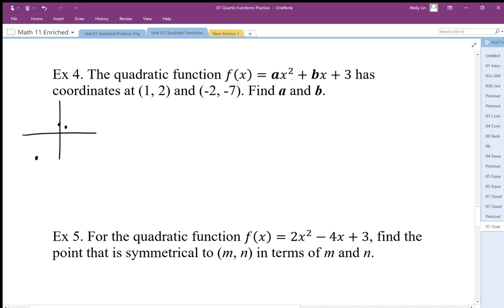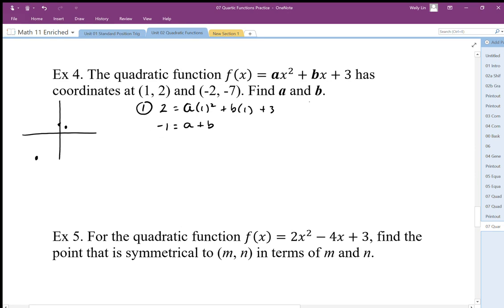So basically I have two unknowns. I can't seem to be able to figure out a or b from these coordinates, so I think I'm going to have to come up with two relationships to solve for the two unknown values. And I'm going to use the two relationships by just plugging in the x and y. So I get a times 1 squared plus b times 1 plus 3. Simplifying that, I get a plus b, and I'm going to subtract 3 from both sides, is equal to negative 1.